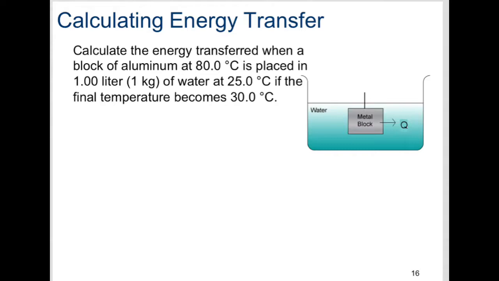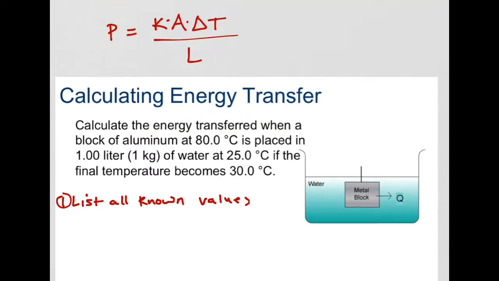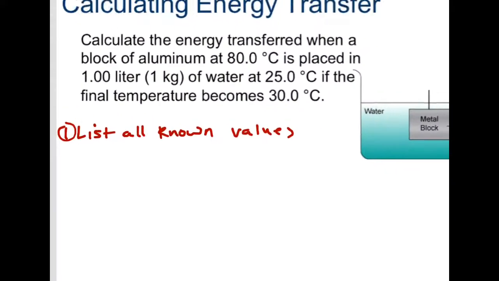There's actually so much information here that I have to piece it out. The first thing to do is to list all the known values. That's step one. I'm going to look at this, list all known values, and try to pick out what is what. Calculate the energy transferred. So I don't know the energy, I don't know Q. So I'm just going to use those equations.